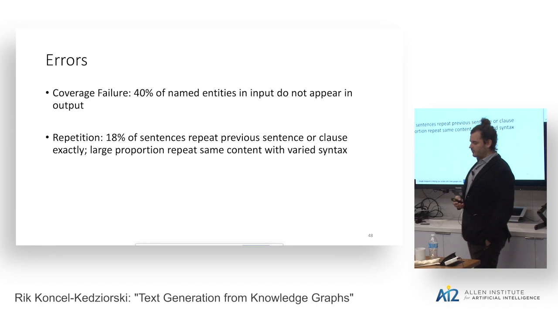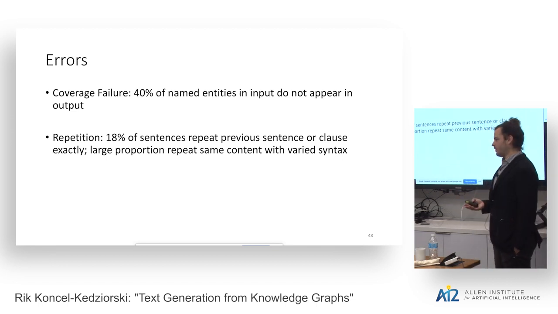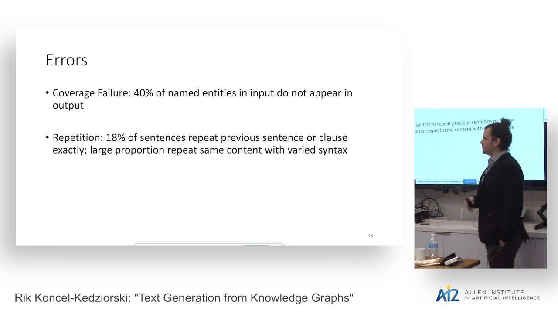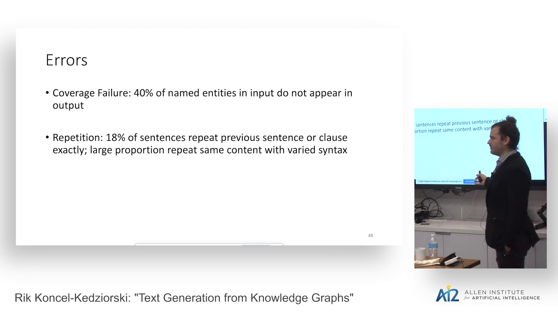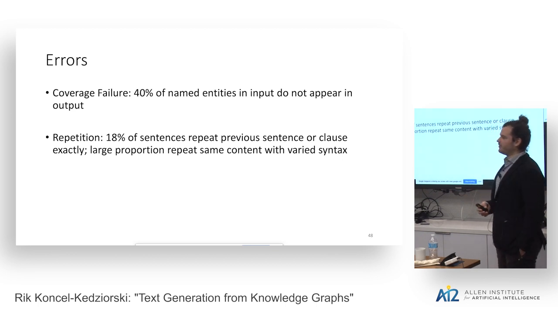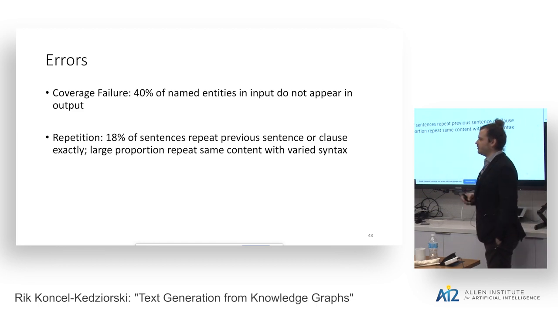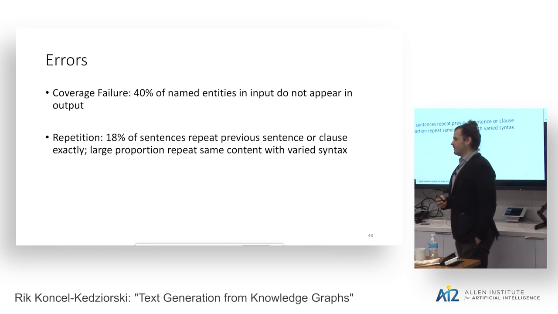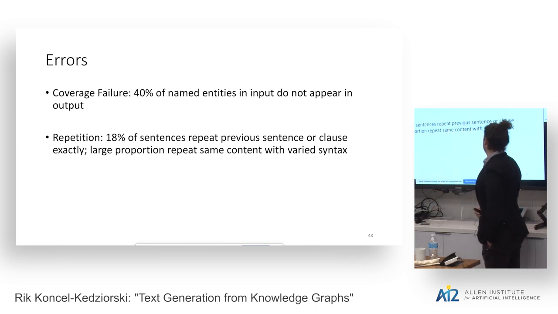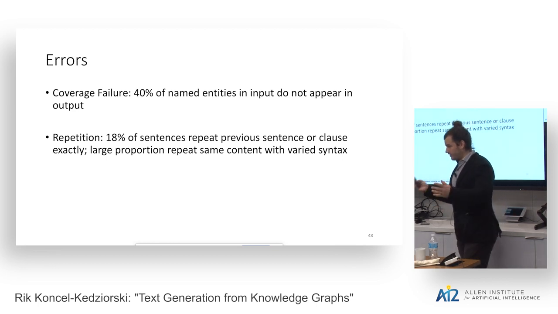And then also, there's a lot of repetition. This is typical of a lot of encoder-decoder models, and especially when you're generating longer spans of text, you end up getting a lot of repetition. We see that here as well. 18% of sentences have some kind of repetition at the clause or sentence level. And then obviously there's syntactic variance in the repetition. So repetition is a problem for our model as well as a lot of other text generation models.